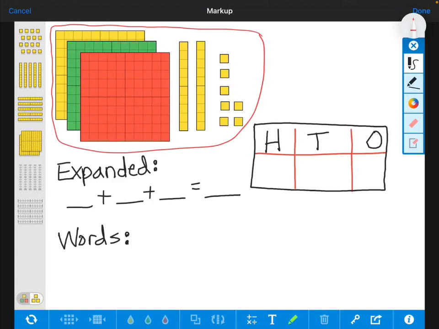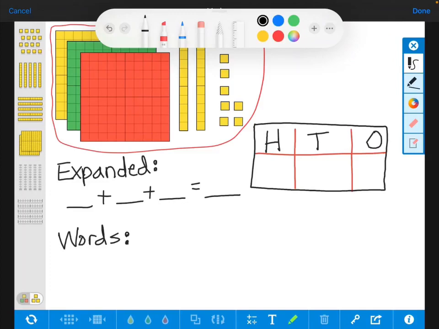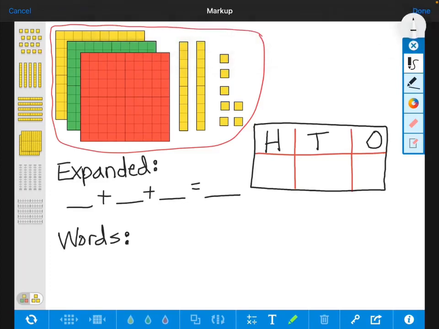Let me get my pen. I'm going to change color. Okay, so I see I have a yellow 100, so there's 100 right there. And I've got a green one, so there's a second 100, and then I've got a red one. So I've got 3 hundreds blocks right there. And I've got tens, and it looks like I've got 2 tens, right? And I've got some ones, and I've got 1, 2, 3, 4, 5, 6, 7 ones.